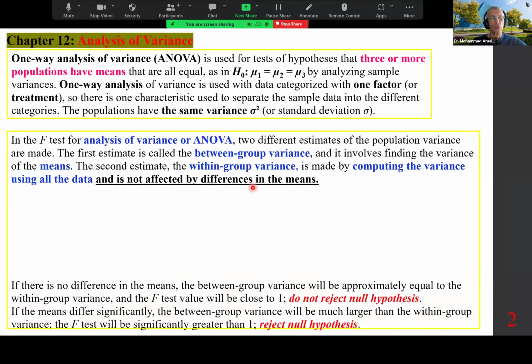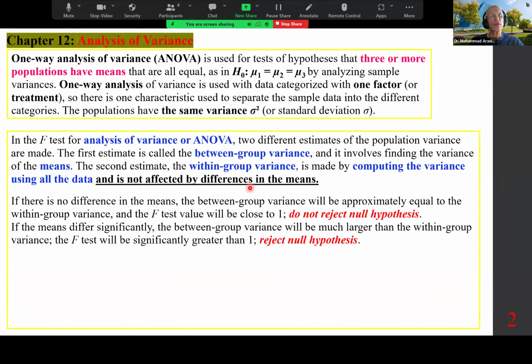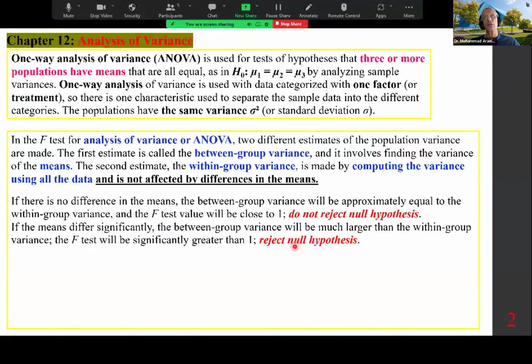in the group. If there is no difference in the means, the between group variance will be approximately equal to the within group variance, and the F-test value will be close to 1. Do not reject the null hypothesis, mu1 equals mu2 equals mu3. If the means differ significantly, the between group variance will be much larger than the within group variance. The F-test will be significantly greater than 1. Reject the null hypothesis.